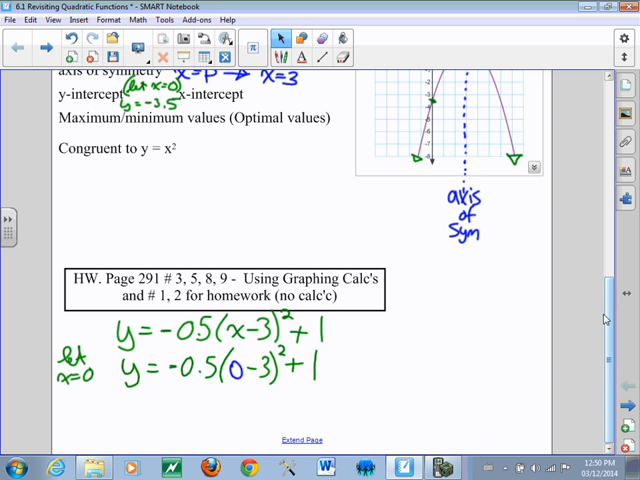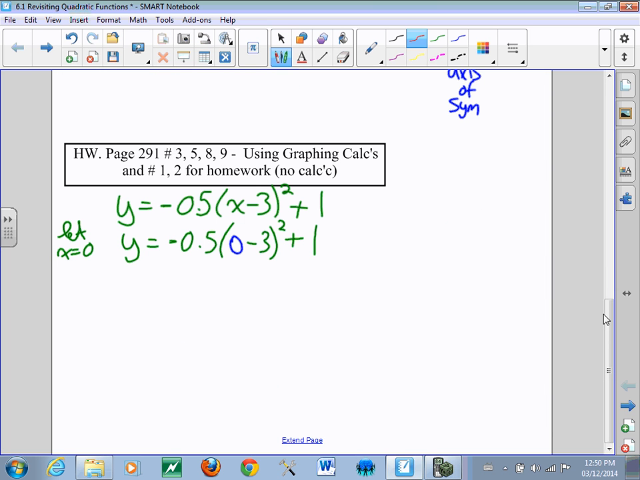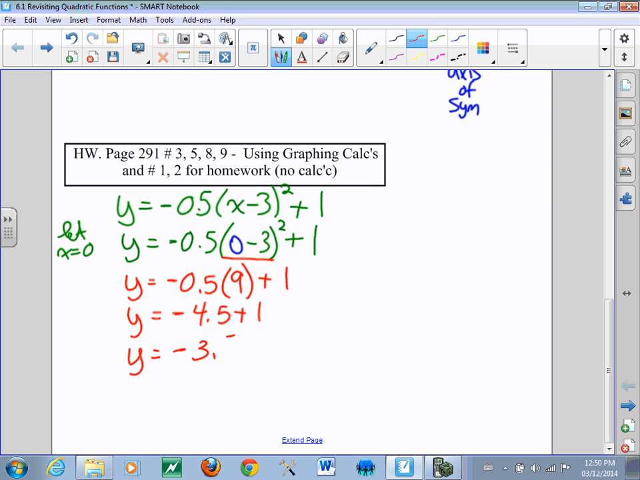So let's do the mathematics behind this, folks. Okay, what is 0 subtract 3? That's negative 3, and then you square it and it's going to be 9. So it's going to be y equals negative 0.5 times negative 3 squared, which we said was 9, plus 1. If you take negative 0.5 times 9, that's negative 4.5 plus 1. So y equals negative 3.5. And that, in fact, is the answer that it looked like by inspection. Okay?